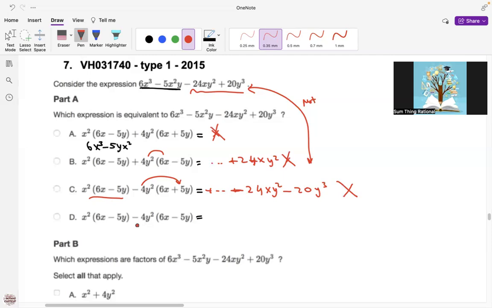How can we understand this is the answer? Let's multiply it. X squared times this, as I told, first term as the first term: 6x cubed minus 5x squared y. Let's multiply negative 4y squared: negative 4 times 6 is negative 24xy squared. Correct. Then negative 4y squared and negative 5y, both negative, so it becomes plus 20y cubed. Yep, this option passed the test. I hope this answer became clear.